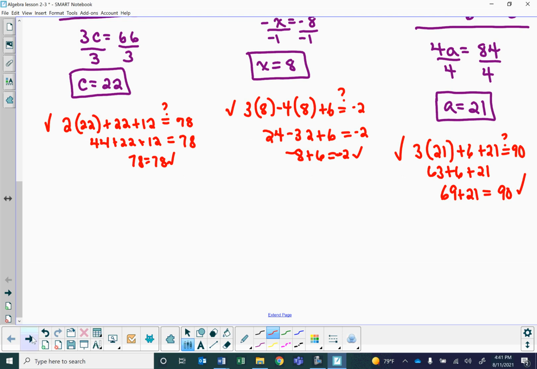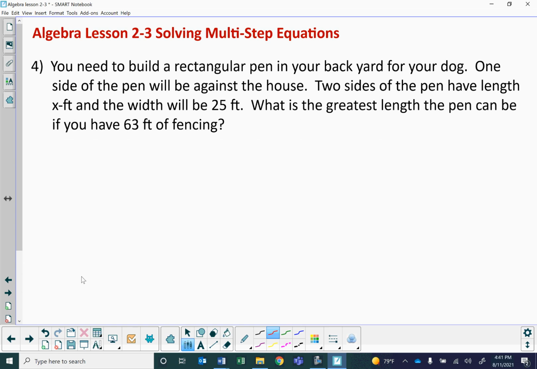All right, a couple of word problems here. You need to build a rectangular pen in your backyard for your dog Fido. One side of the pen will be against your house. Two sides of the pen have length of x feet, and the width will be 25 feet. What is the greatest length the pen can be if you only have 63 feet of fencing?